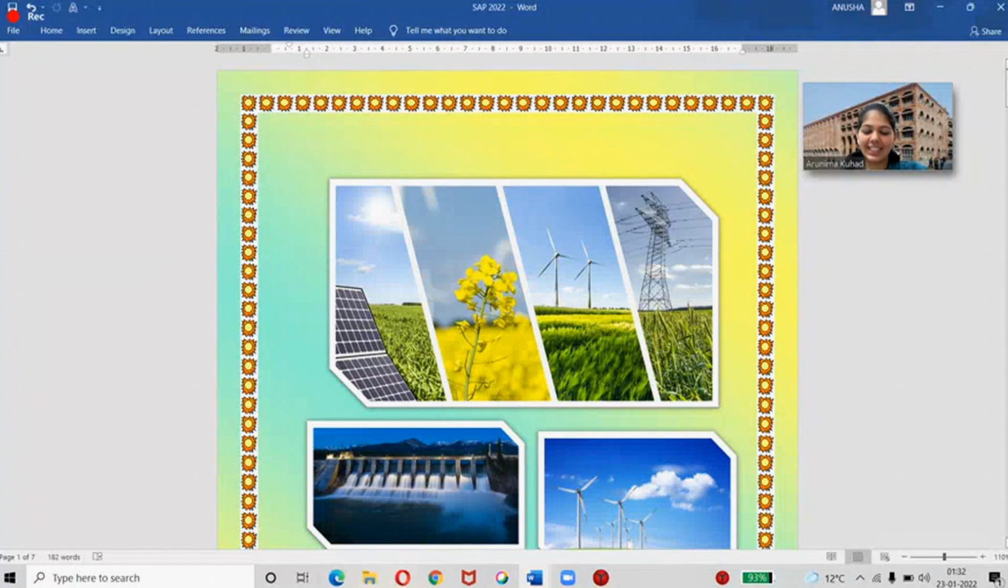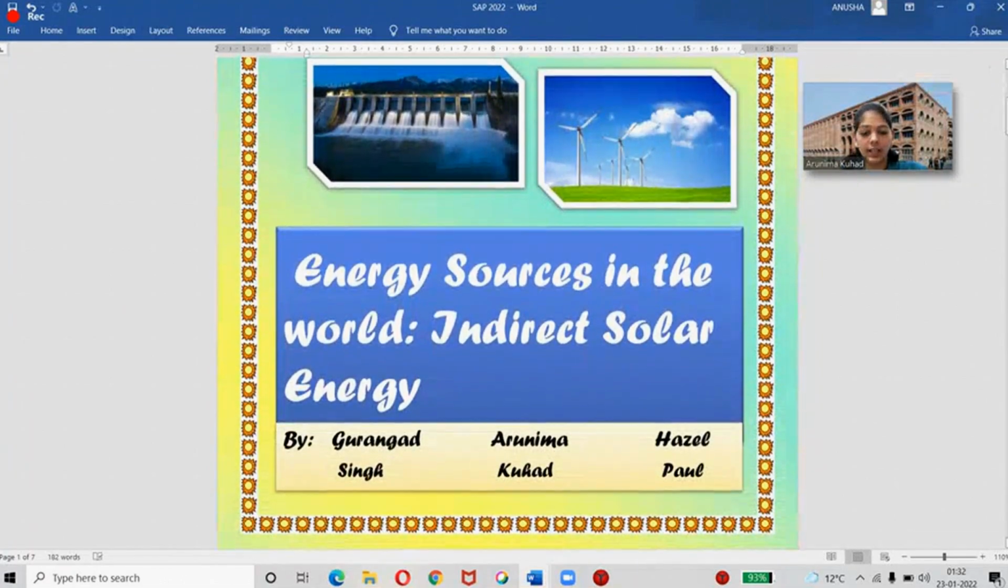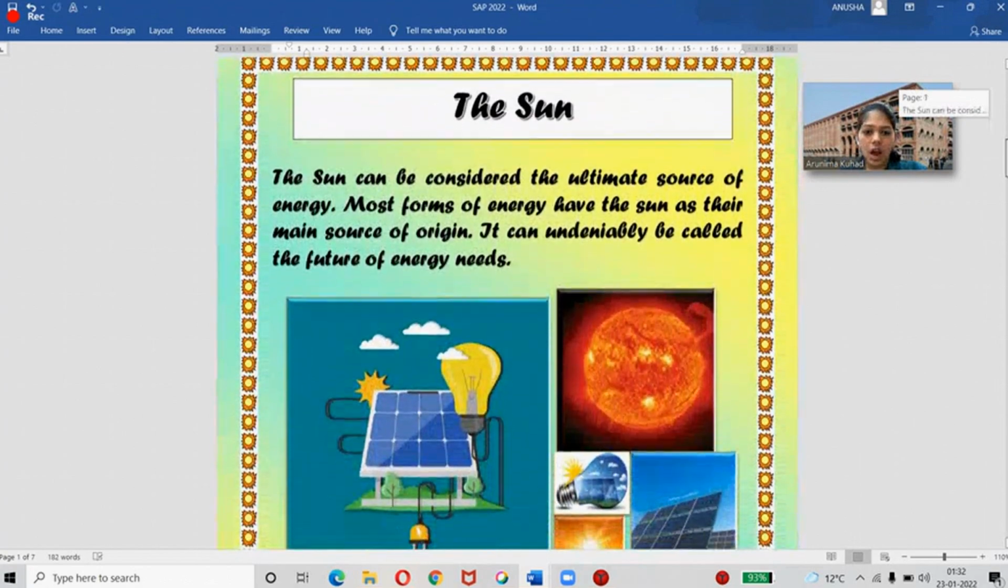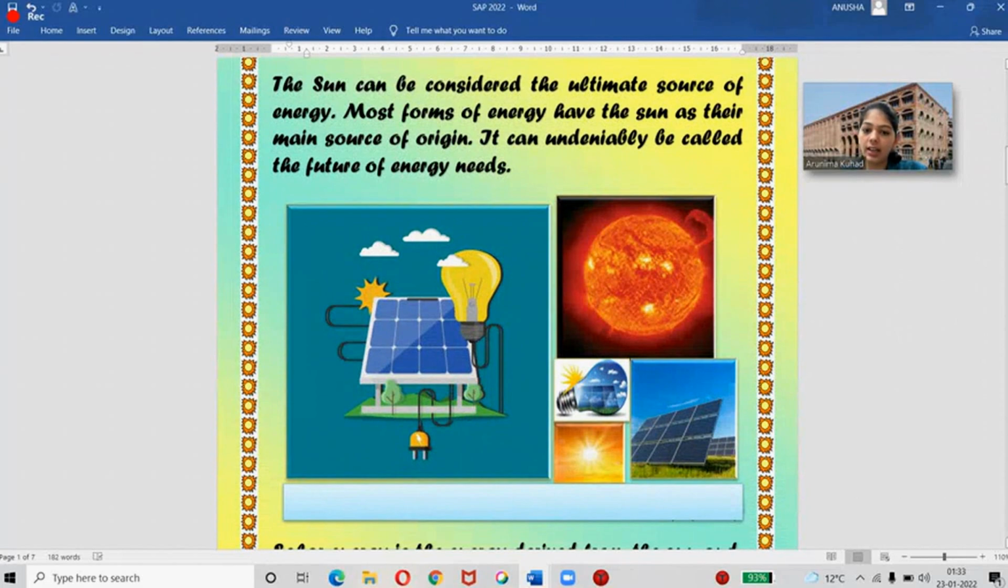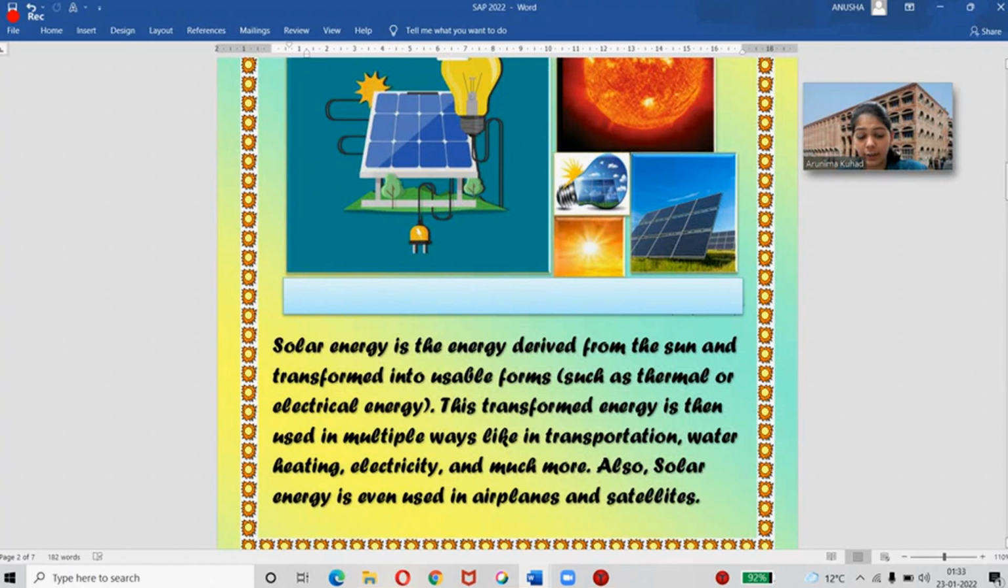Good afternoon, everyone. Today I'm going to present a SAP document on the topic Energy Sources in the World, Indirect Solar Energy by Gurangad Singh, Arunima Kohar, and Hazel Paul. The sun can be considered the ultimate source of energy. Most forms of energy have sun as their main source of origin. It can undeniably be called the future of energy needs. The last few years were really progressive in the field of solar energy. Because of its desirable environmental and safety aspects, solar energy is becoming widely popular.